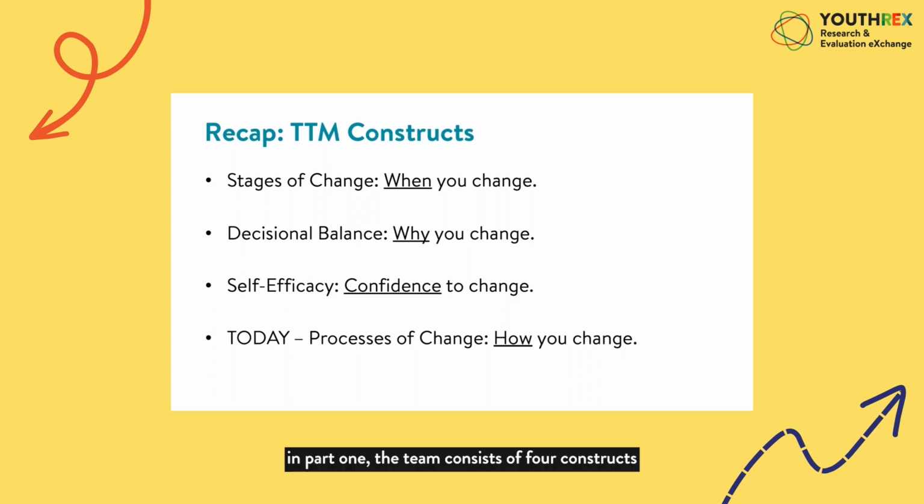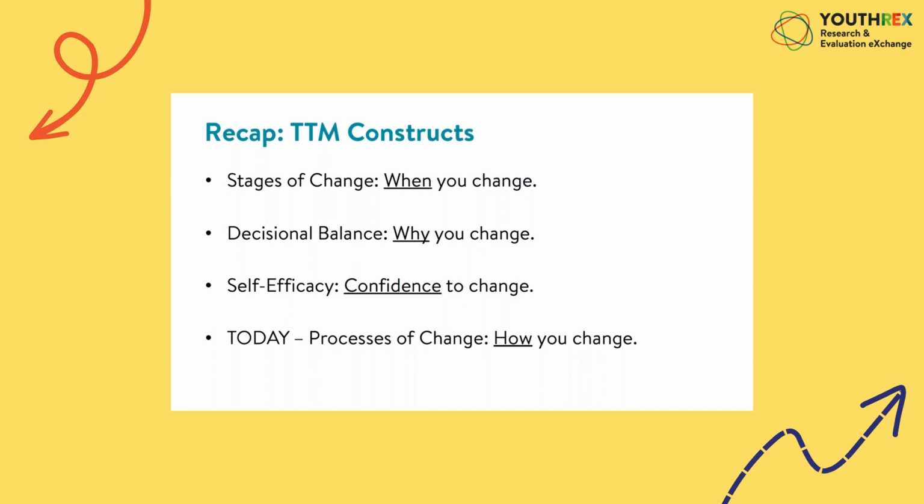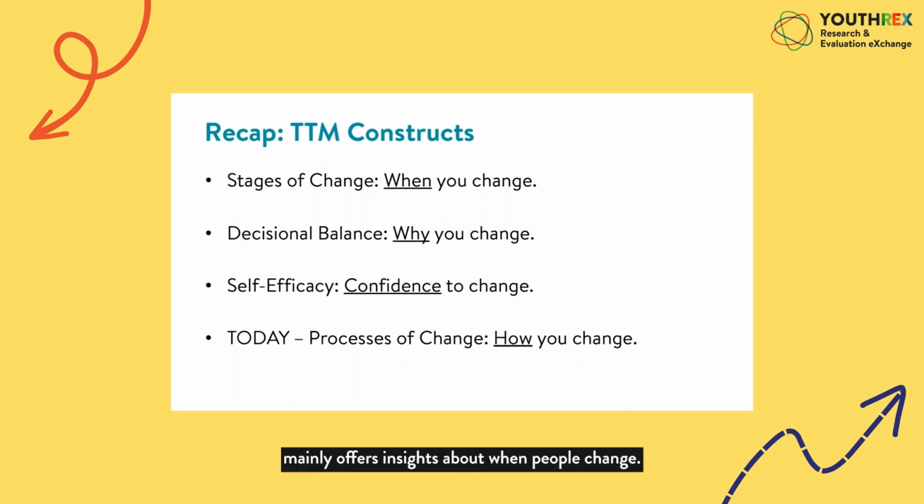So as we said in part one, the TTM consists of four constructs, with the stages of change being the main organizing construct of the TTM. And the stages of change mainly offers insights about when people change. It helps you as a practitioner assess the readiness to change, so you know which strategies and interventions work best for the youth at that point in time.